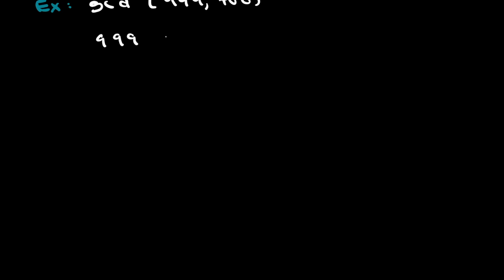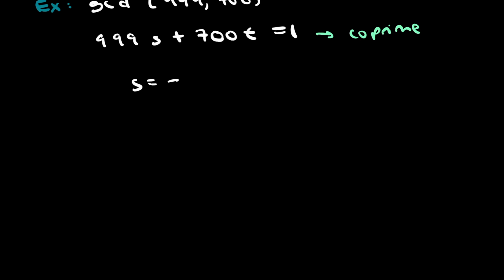So 999 times S plus 700 times T is equal to 1. And running the algorithm all the way down, the greatest common divisor turns out to be 1. So that basically means that 999 and 700 are co-prime. Back substituting gives us S is equal to negative 233 and T is equal to 333.